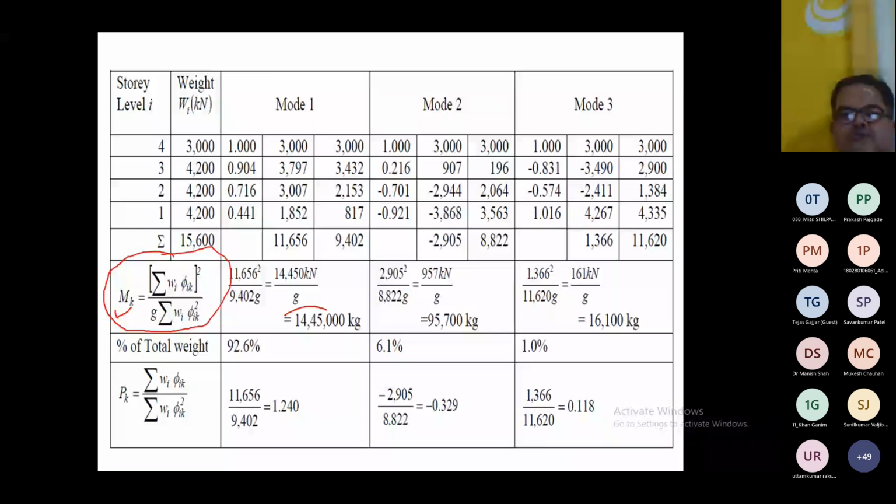This is the modal mass for mode 1, this is for mode 2, and this is for mode 3, right? So if you consider the total mass, then 90% mass is participating in the first mode. And the code is saying that more than 90% is okay, 90% mass has to participate. So if you consider the first mode, that will be okay. There is no need to consider the second and third mode, right? You get my point. In the first mode itself, we are getting 90% participation.